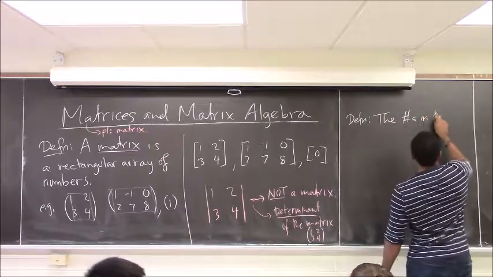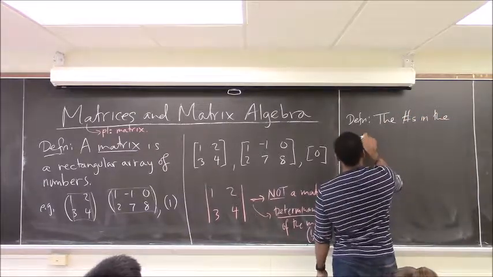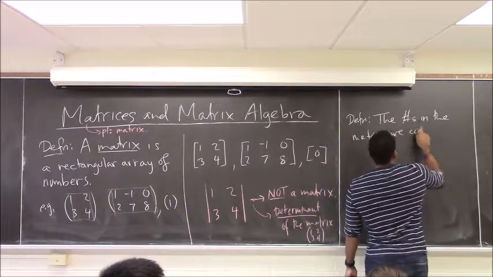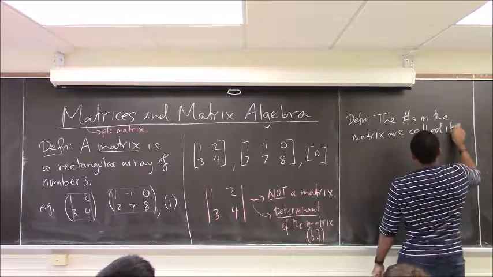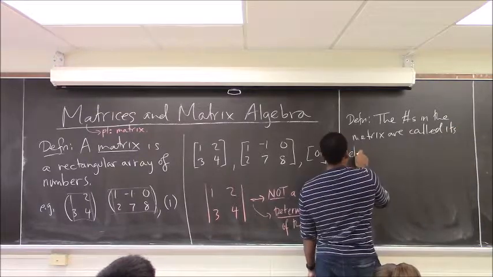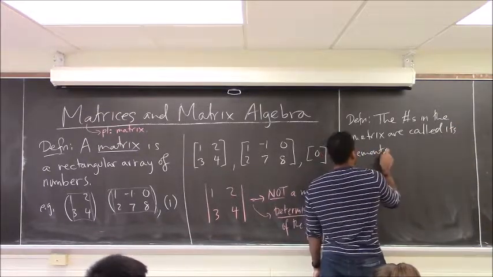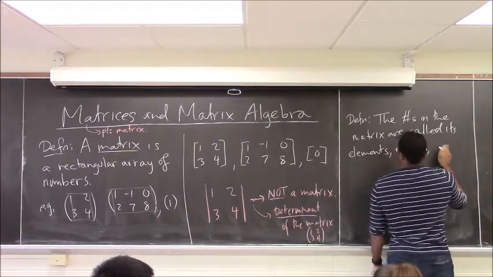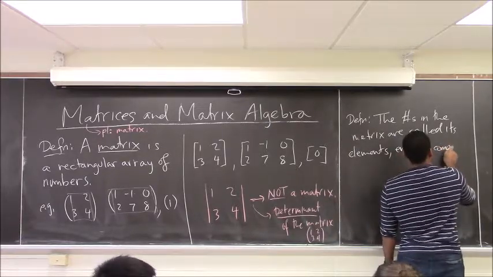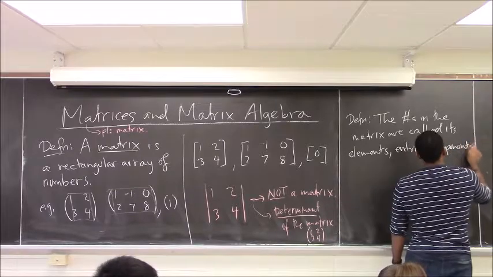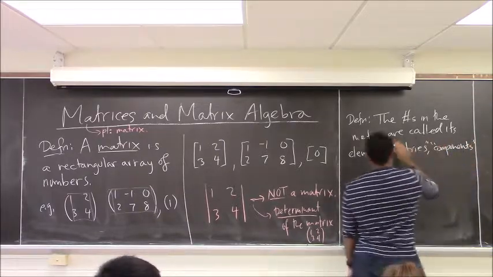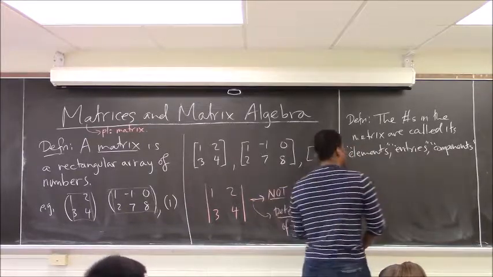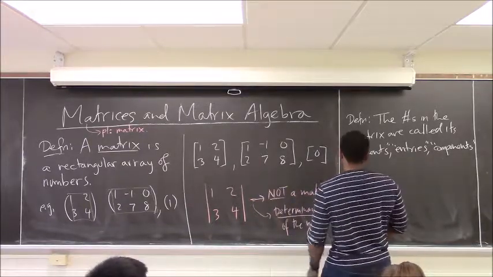The numbers in the matrix are called its elements, entries, or components. You can use any of those.